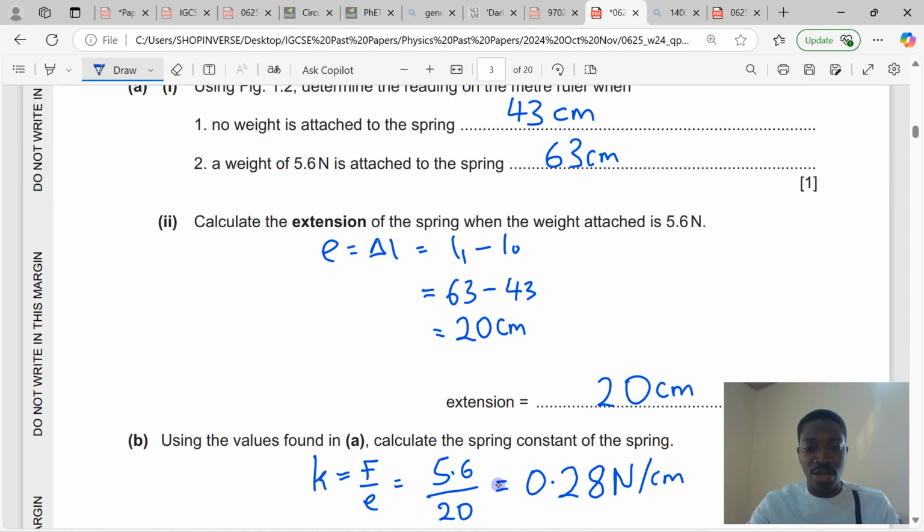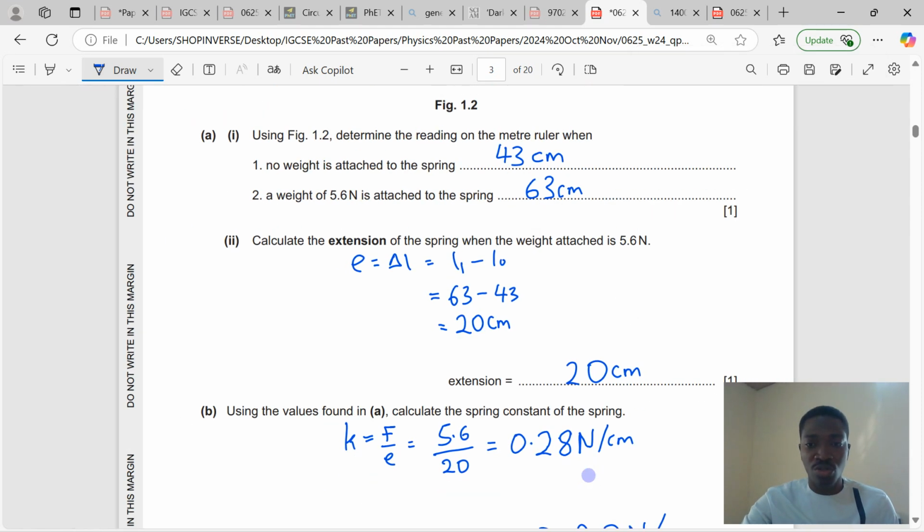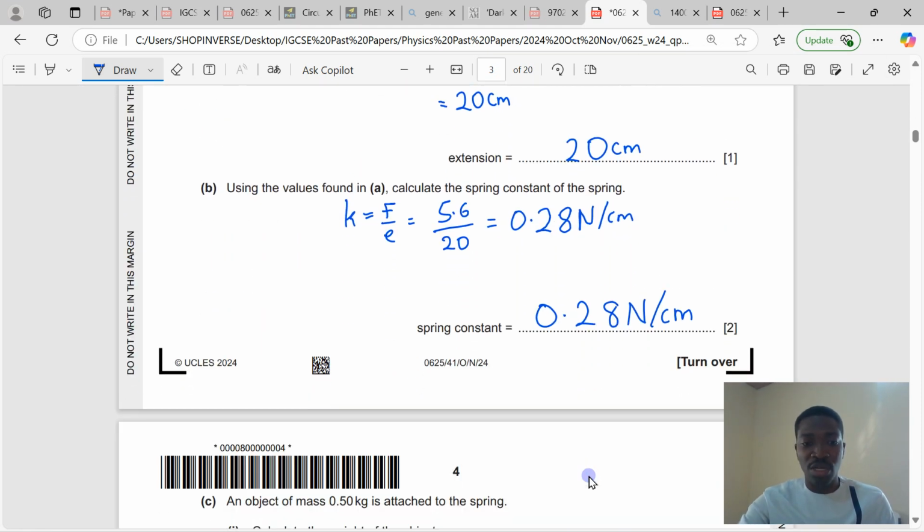The next question asks us to use the values found in part A to calculate the spring constant of the spring. What is the formula for spring constant? k equals F over e, force divided by extension. The force is 5.6 Newton, extension is 20 centimeters. Divide the force by the extension, you get 0.28 Newton per centimeter. And that is how you solve this question. Once you do all of that, you are through with that.